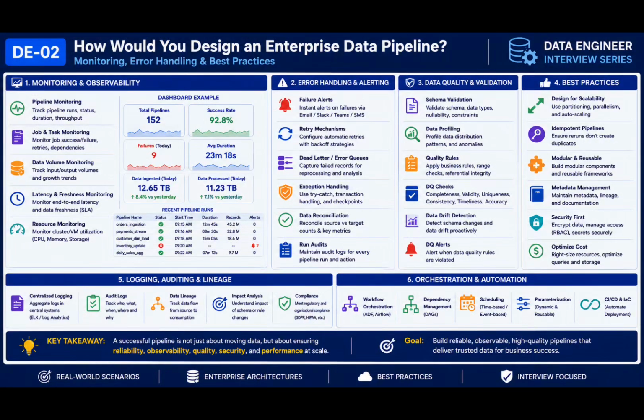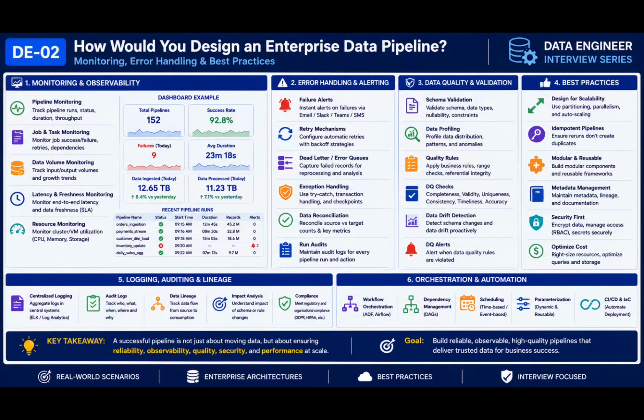Designing a pipeline is only half the job. A production ready data engineer must continuously monitor the entire pipeline. We have to monitor pipeline execution, job success and failures, data freshness, processing latency, data volumes, and infrastructure utilization. For error handling, we have to implement automated alerts, retry mechanisms, dead letter queues, exception handling, audit logging, and data reconciliation.